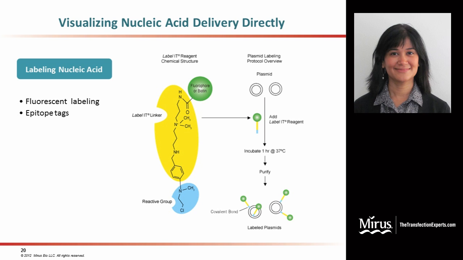During this reaction, the Label IT linkers attach covalently to the backbone of the nucleic acid. There are also methods available to purify this labeled nucleic acid from the unreacted components of the labeling reaction, following which we are left with labeled plasmids or any other nucleic acid, such as siRNA or mRNA, that can be used for your transfection experiments.